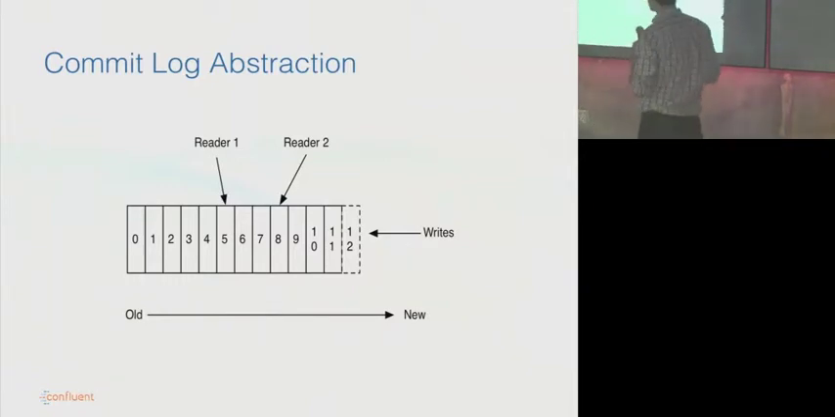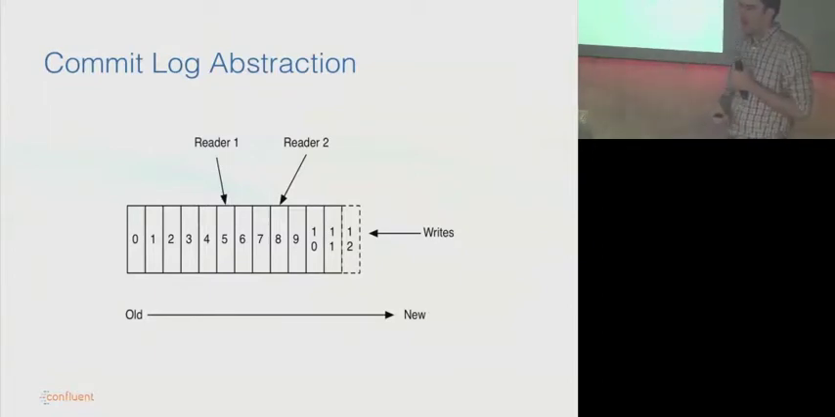So each of these rectangles is meant to be a record. And in Kafka, they will each get a sequential number like 0, 1, 2, 3, 4, 5. And the new data is always appended at the end of this log. And then you can have different readers, which are at different points in time in this log, and they read from left to right. So that's the core abstraction that Kafka provides. And it turns out that this is a pretty valuable abstraction.